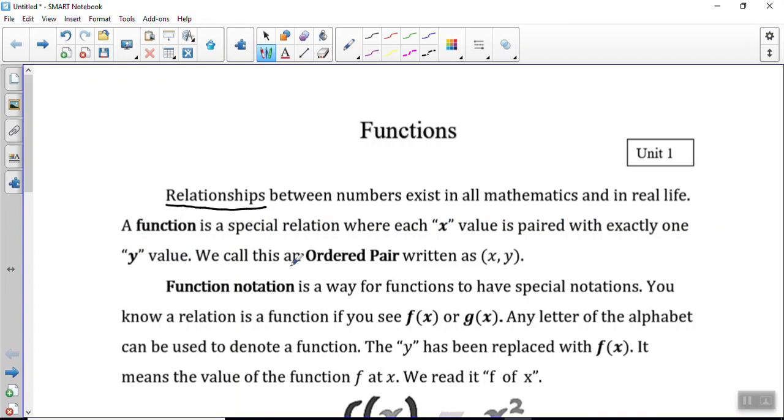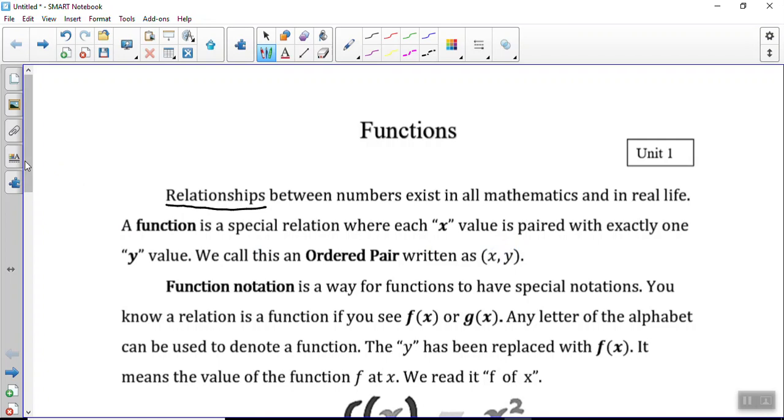Okay, we call this an ordered pair, and we write it like this. And just look at how it's written. You write your parentheses, then you always write your x coordinate first with a comma, and then you write your y coordinate. So when you see something like this, we're looking at an x and y coordinate and how they're paired with each other.